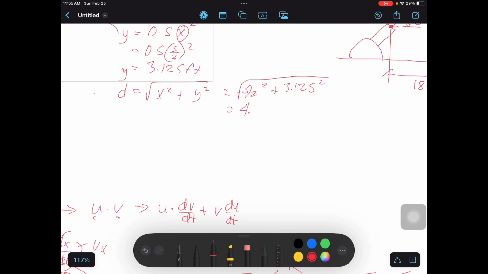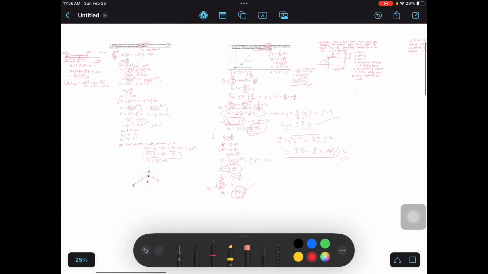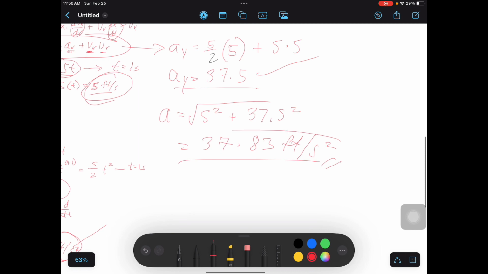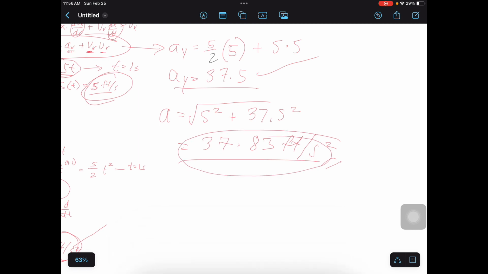So the answer is 4.0. So, we can just use 4 feet. This is your distance. So, we got the distance, which is 4 feet. And then the acceleration, which is this one. So, that is your quiz 1.